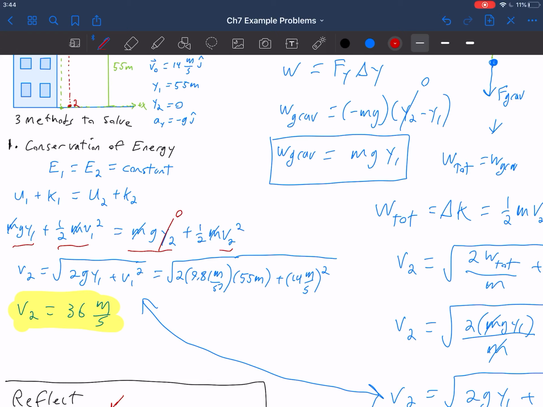So this is our first kind of summary of these 3 different methods, and we're going to get a lot of practice on this in the next few example problems.